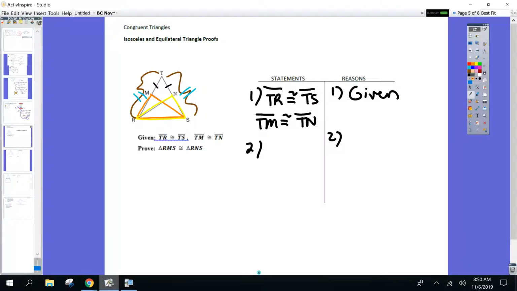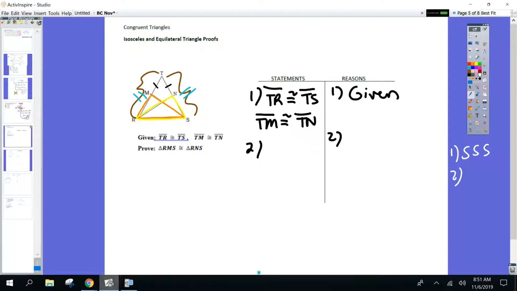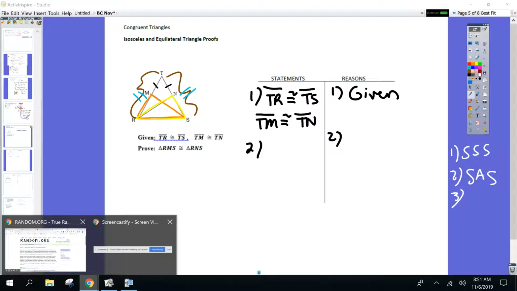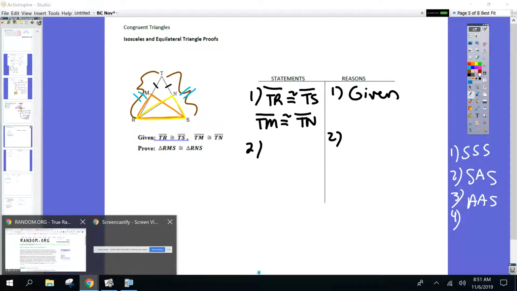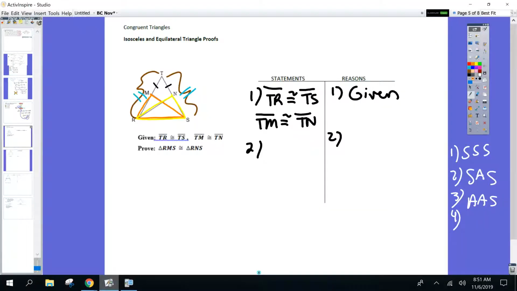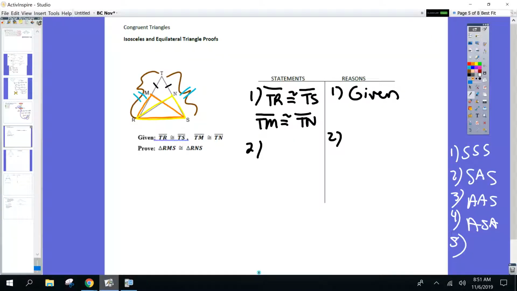One method to prove triangles congruent: side, side, side. Another method available to us: side, angle, side. Another: angle, angle, side. Another: angle, side, angle. And there's one more method we just introduced at the beginning of this week, which was HL. Okay, so those are the only ones you have available.